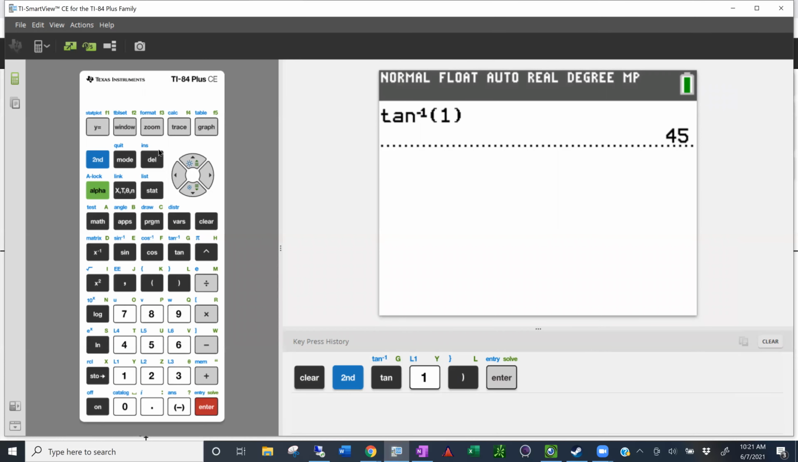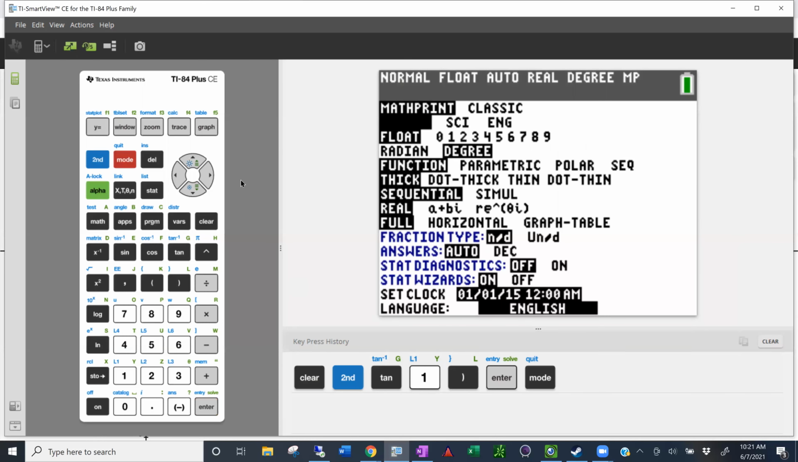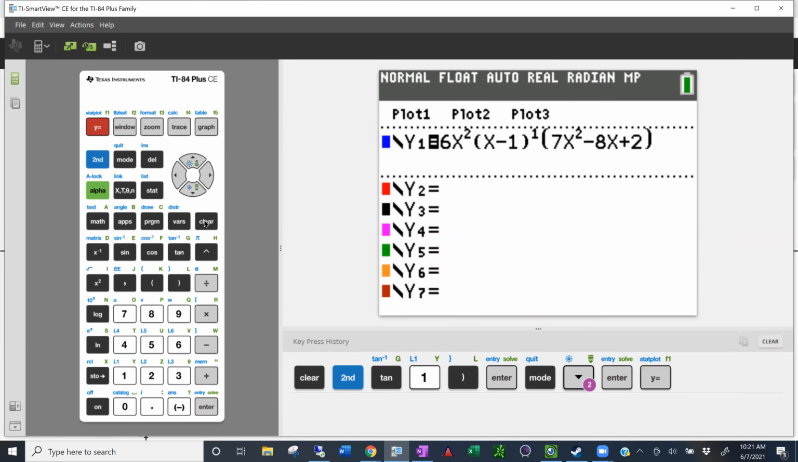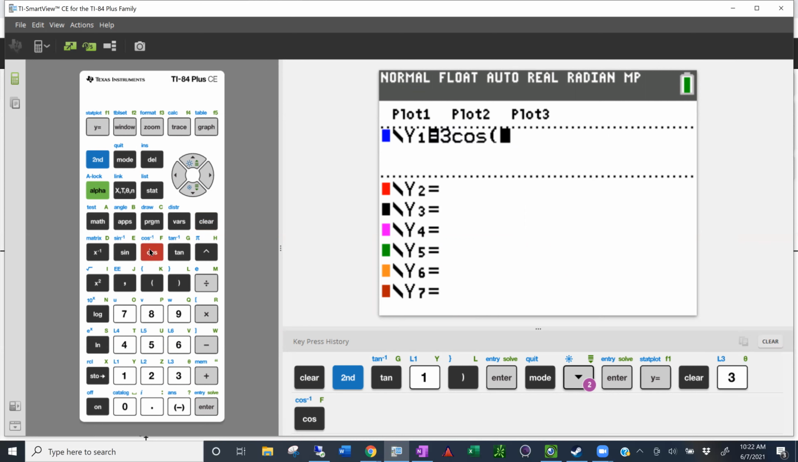All right. Let's put our calculator back in radian mode. Maybe you guys didn't switch. I did. So I'll put that in radian mode. And I'm going to enter the first derivative, which is 3 cosine of x.